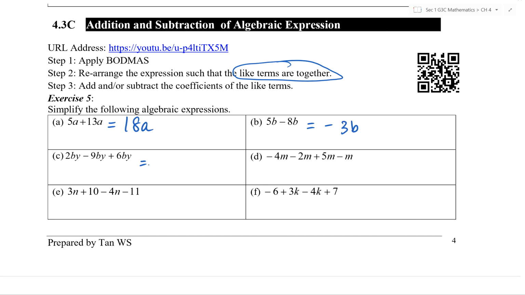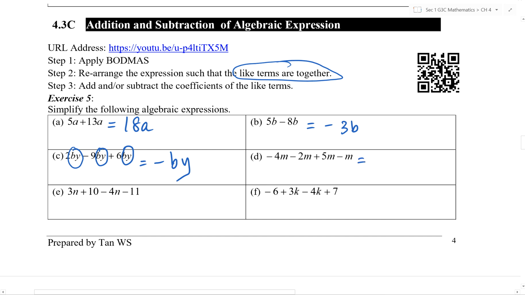Wow. 2by minus 9by plus 6by. Are they all like terms? Yes, they are. So you can treat them like an apple. It's the same thing, right? So we got 2 of them, minus 9 of them, plus 6 of them. Answer? Negative 1by. Will you leave your answer like this? What will you write? Negative by. There is no need to write the 1.